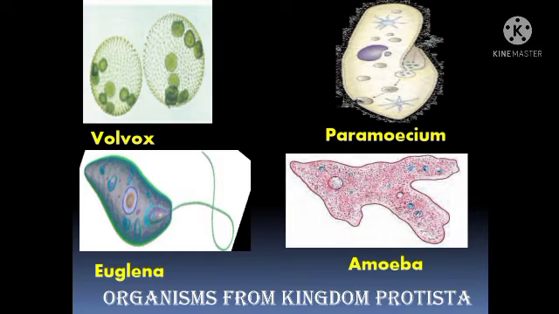Now students, let's see the picture of each organism of kingdom Protista. Here are some examples of kingdom Protista. The first one you can see is Volvox and Volvox is an autotroph. Second, Paramecium. Paramecium is a heterotroph and it moves through cilia, hair-like structures. Its locomotory organ is the hair-like structure known as cilia.